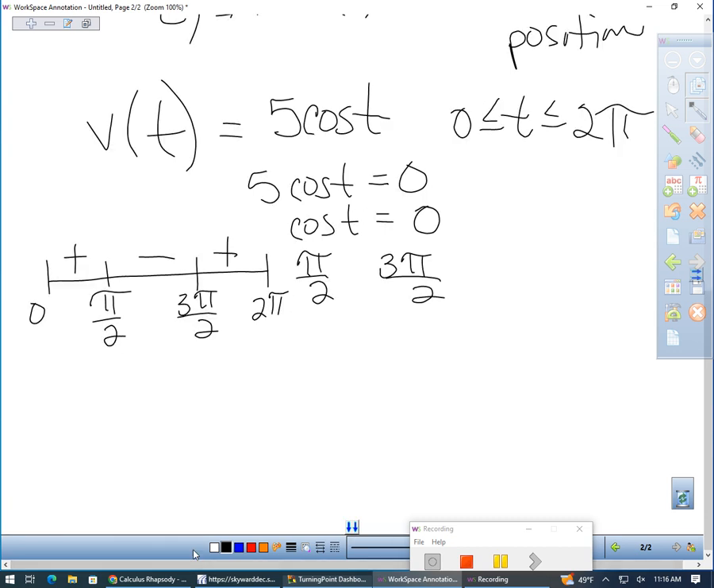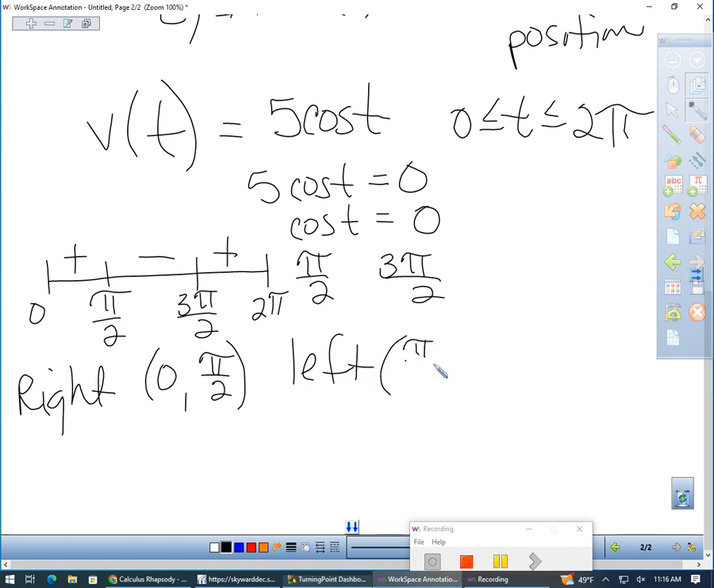That's where we're starting. Right from 0 to pi over 2, yes, it's going right. Left from pi over 2 to 3 pi over 2. And then, of course, right from 3 pi over 2 to 2 pi.